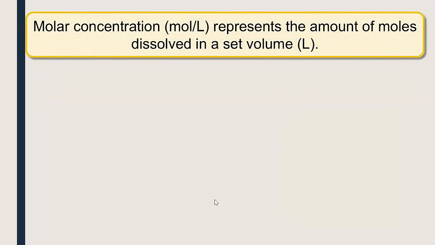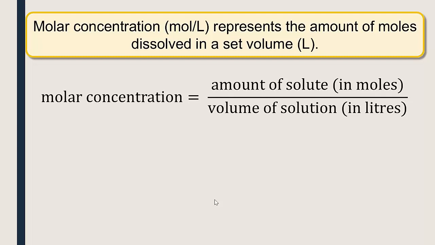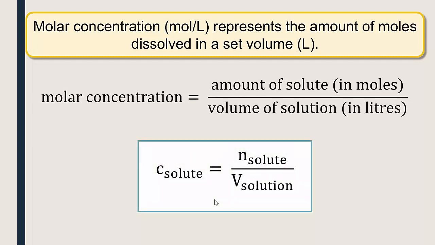Molar concentration is directly related to moles. The units are moles per litre, and it represents the amount of moles dissolved in that set volume. This is the formula overall, and we can condense it down to C equals n on V. It means the concentration of the solute is equal to the number of moles of the solute divided by the volume of that solution in litres.